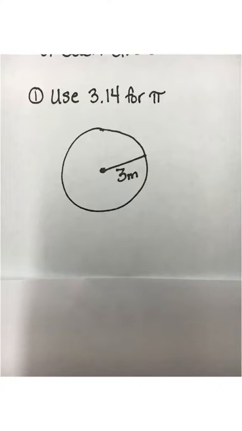Area and Circumference of Circles homework worksheet. Using your formula sheet, find the area and circumference of each circle. For number 1, you're going to use 3.14 for pi.